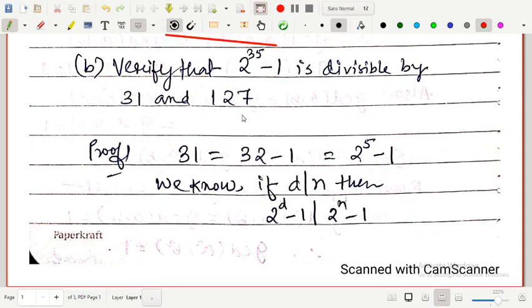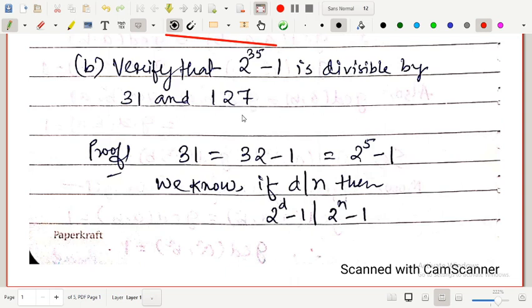See, it is not that easy to evaluate 2 to the power 35 minus 1, and again we are to divide it by 31. There will be an error. I'm not sure, but there might be a chance of error. To divide such a big number by 31, to divide such a big number by 127, there might be an error, and it is also difficult to calculate such big numbers as 2 to the power 35. So how does this formula help us?